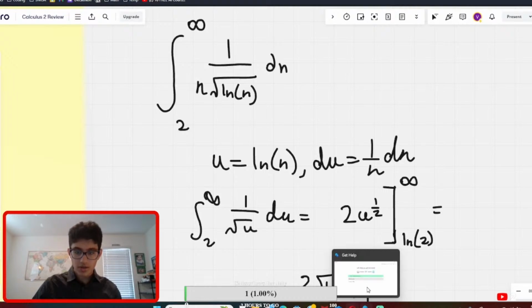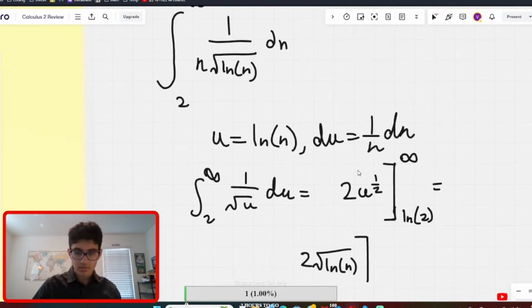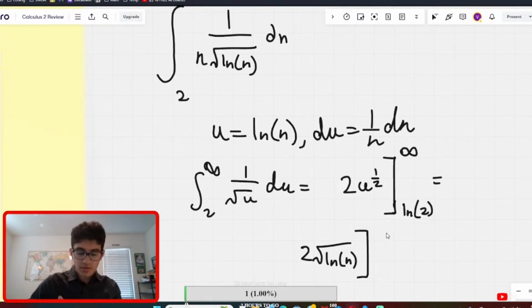Right? And you're evaluating this from infinity to natural log of 2. How can this be defined though? Well, if you plug it in, the square root of the natural log of infinity is not going to be defined. I'm sorry, this is not natural log of 2 then. This is just 2, right? Because we've substituted back the n. Yeah, something's definitely wrong here. This can't be right.